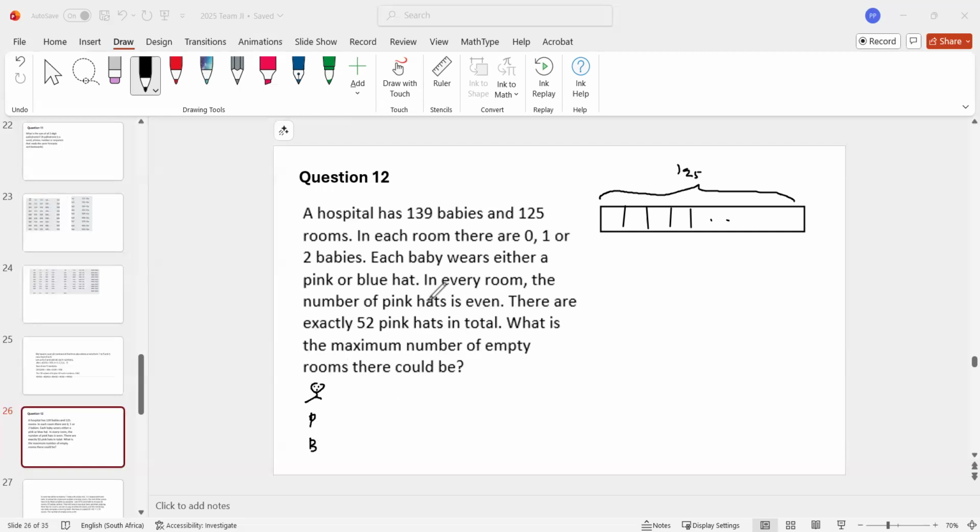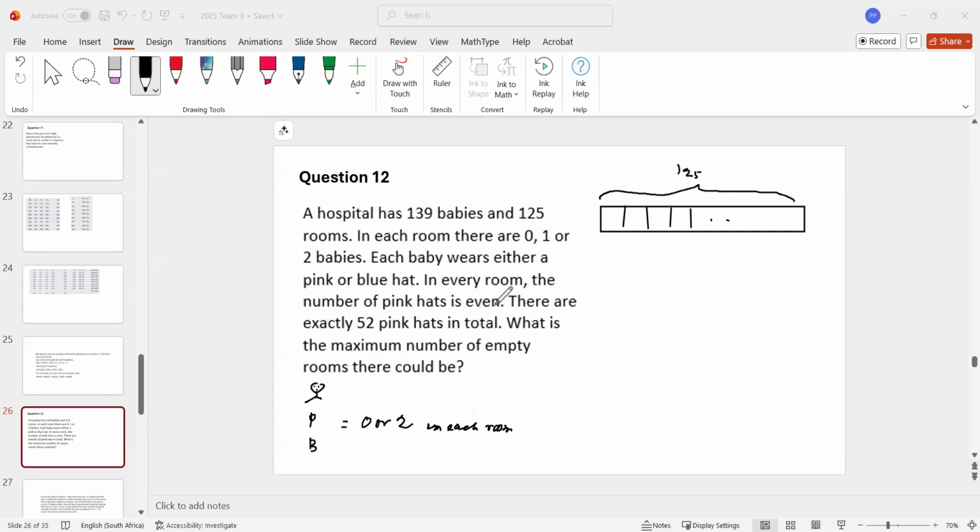In every room, the number of pink hats is even. So in the rooms, the number of pink hats are the even numbers. You can have either 0, 1, or 2 babies in each room. So P is equal to 0 or 2, right? Because the number of pink hats in each room is either 0 or 2.